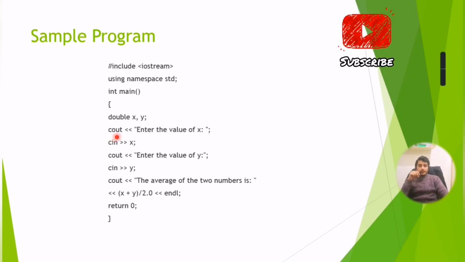So cout, enter the value of x. The program will read it here, and the text enter the value of x will be printed on the output screen. So cin x. We need to put a value of x in order to perform some specific function, and that x would be of double type. And then enter the value of y. Cin y. Cout the average of the two numbers.